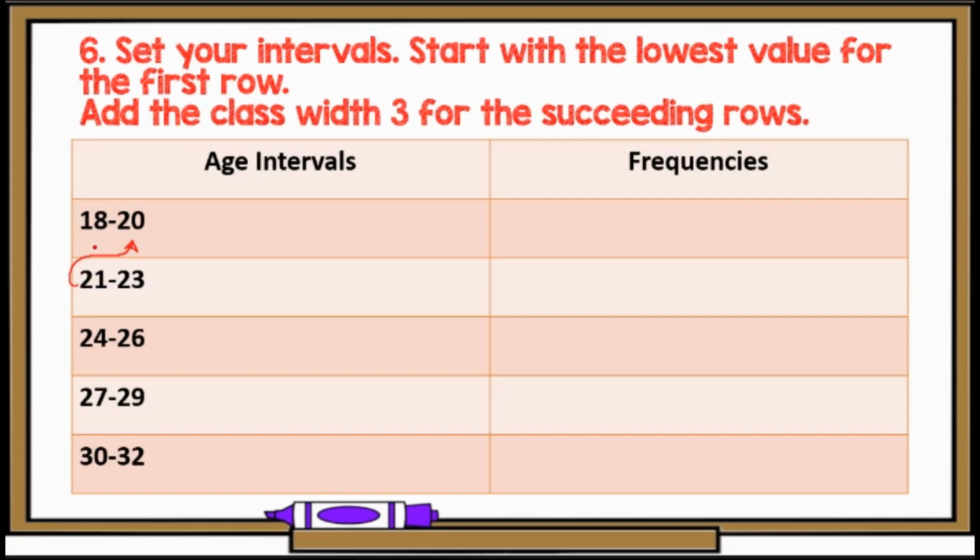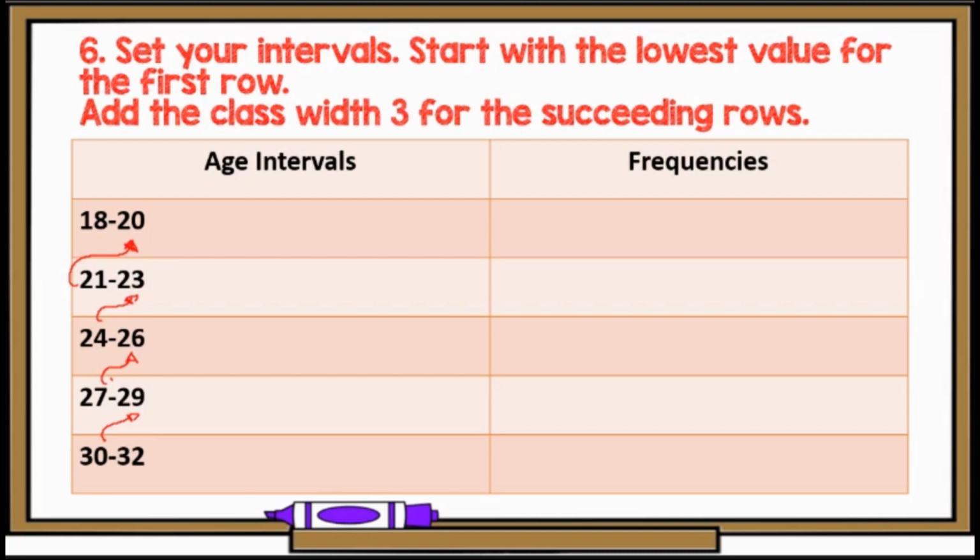So, age, 1 less 21 is 20. Next, 1 less 24 is 23. 1 less 27 is 26, and 1 less 30 is 29. So, our upper class limits are 20, 23, 26, 29, and 32.